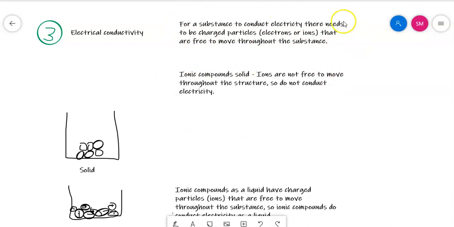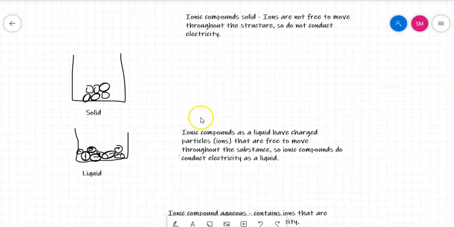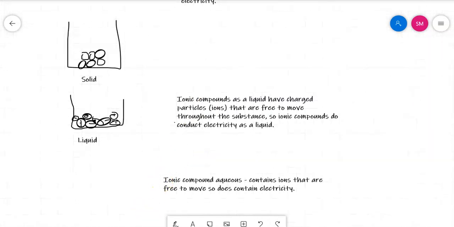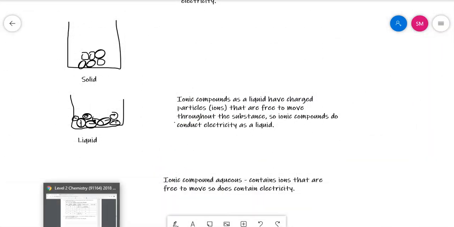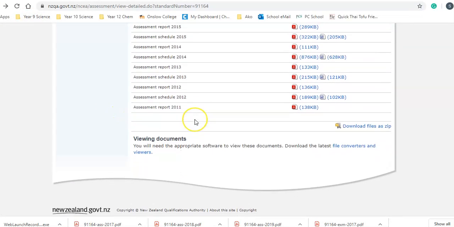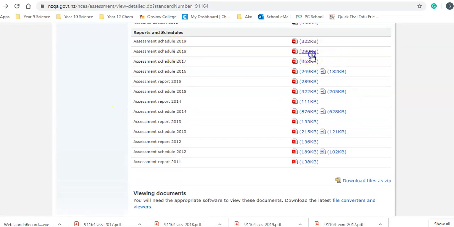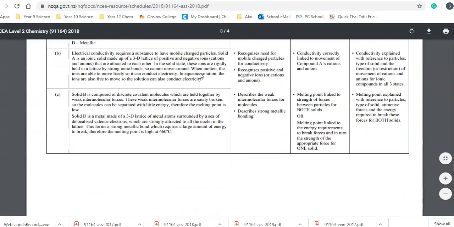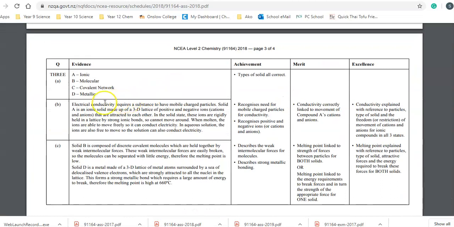First of all, we'll start by saying that there needs to be charged particles free to move throughout the substance for a substance to conduct electricity. And then we just describe within each substance whether or not there are those charged particles free to move. So we'll have a look and see how we would go in terms of the marking schedule. We'll go to the 2018 assessment schedule, question 3B. Electrical conductivity requires a substance to have mobile charged particles. So we've just said charged particles free to move.